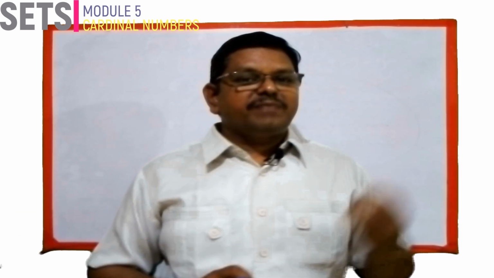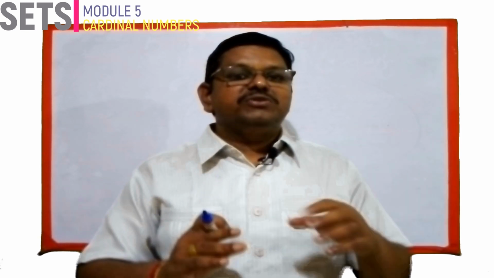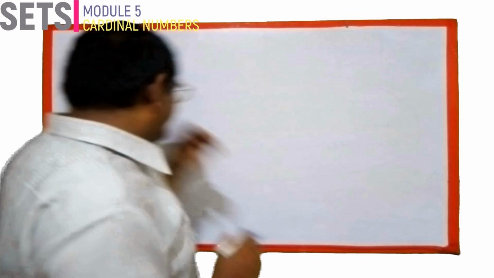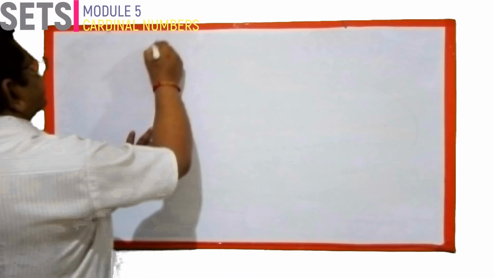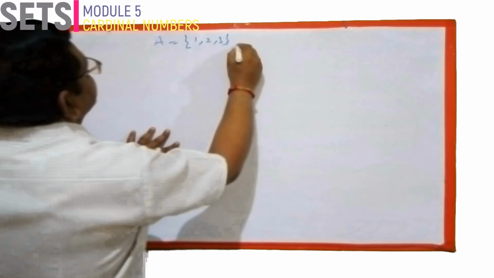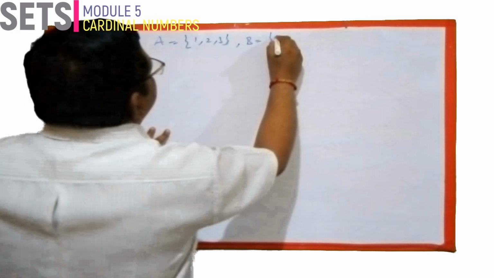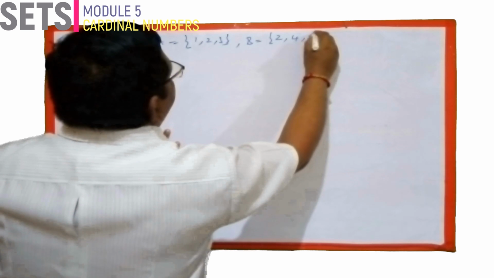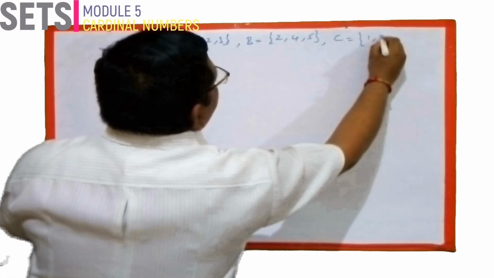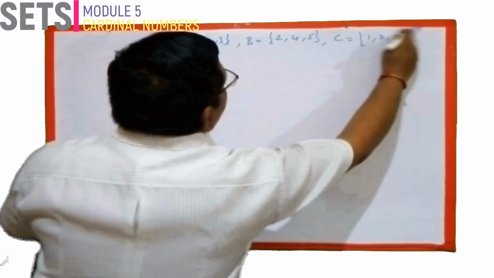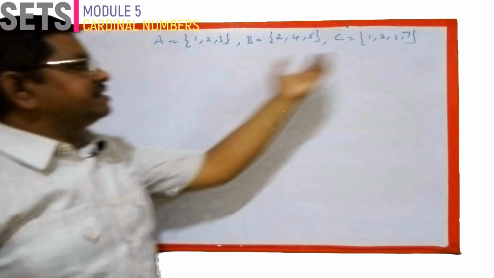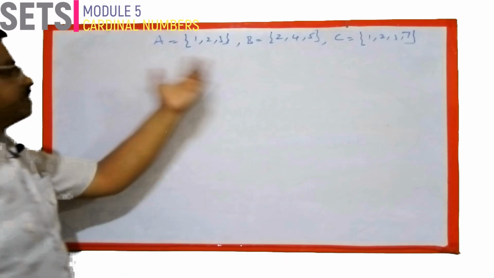So now let me take some examples and explain how these cardinal numbers can be referred. Let us take set A equal to the set {1, 2, 3}. Say set B equals the set {2, 4, 5}, and set C equals the set {1, 2, 3, 7}. Now we have three different sets.